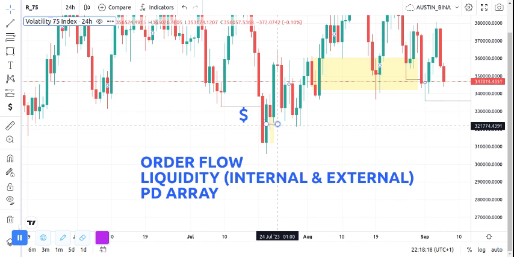For liquidity, we have internal range and external range liquidity. External range liquidity resides above old highs, old lows, relative equal highs, and relative equal lows. For internal range liquidity, there are three major ones you should always pay attention to. Number one is fair value gap. Secondly, we have order blocks, and thirdly, we have liquidity void.